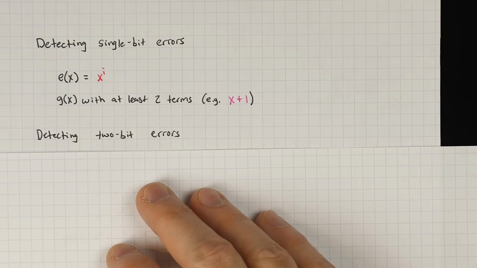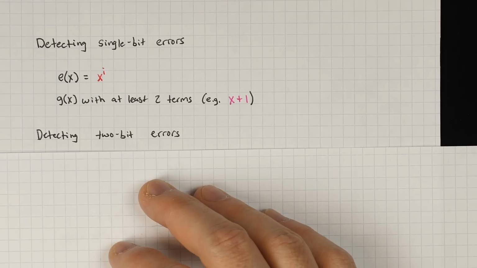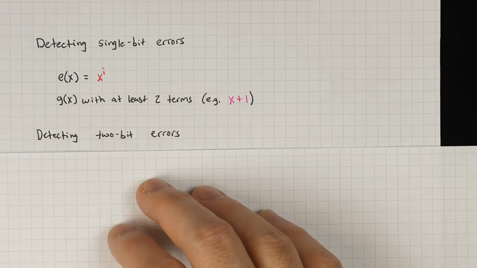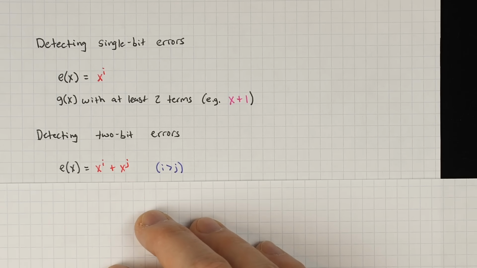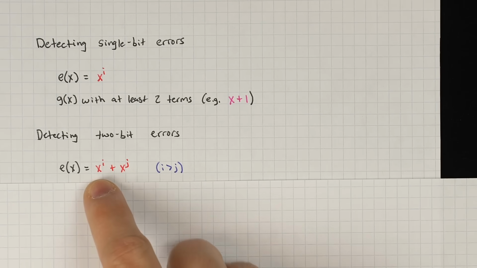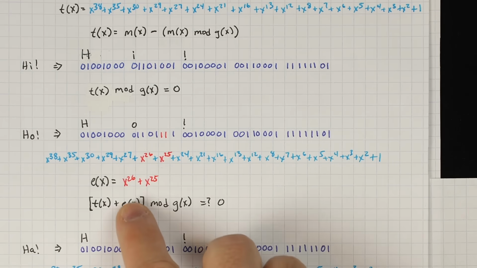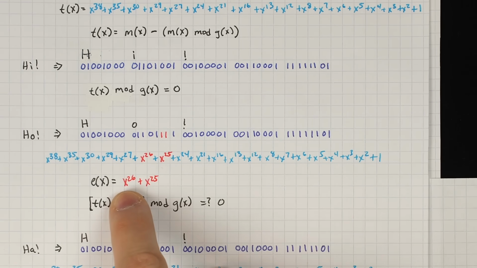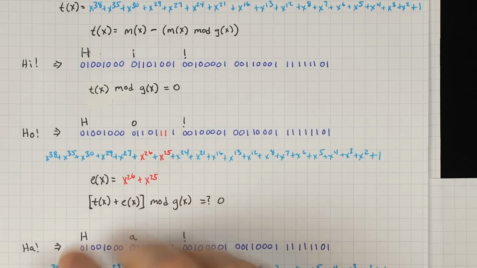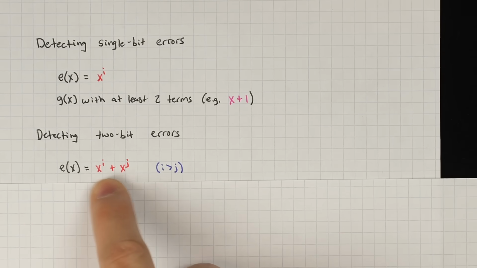Now, how about detecting 2-bit errors? This is a little bit more complicated, but we're essentially thinking about it the same way. We're going to think about what is the error that we're trying to detect. In this case, it's 2 bits, x to the I plus x to the j, where I and j could be anything. And here's an example, where we had 2 bits that changed. Our error was x to the 26th plus x to the 25th. So that fits this pattern here, but it could be any 2 bits.